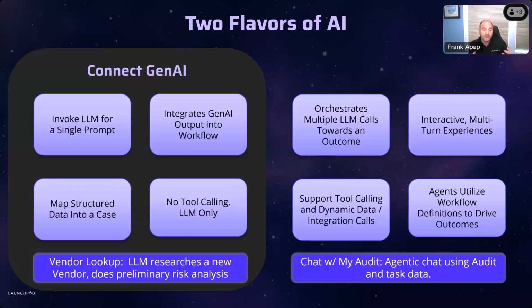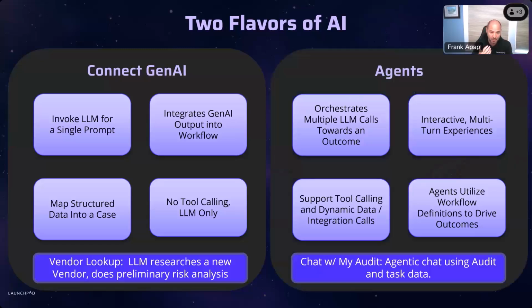Now, one of the important distinctions about Connect Gen AI is it is just an LLM call. You can embed information in the prompt, but there are no tool calls to external services. Now, if we compare that to our second flavor of AI, which is the Pega agent architecture, with Pega agents, the agent orchestrates multiple LLM calls back and forth in an effort to achieve a given outcome.